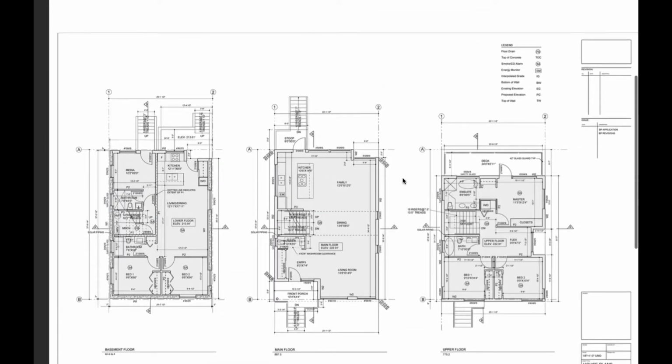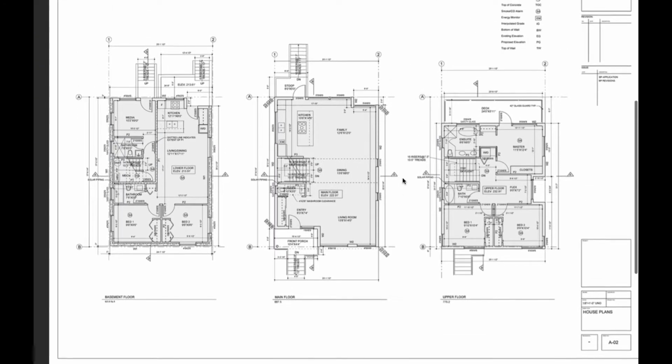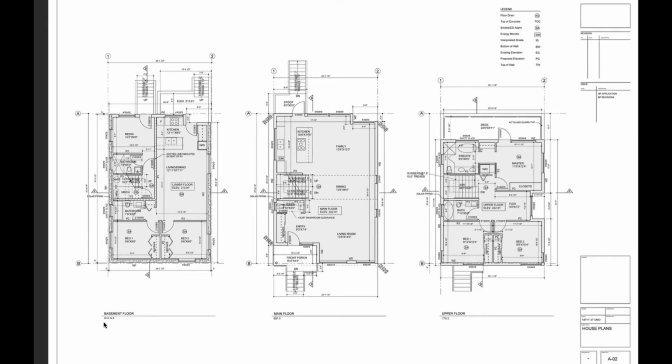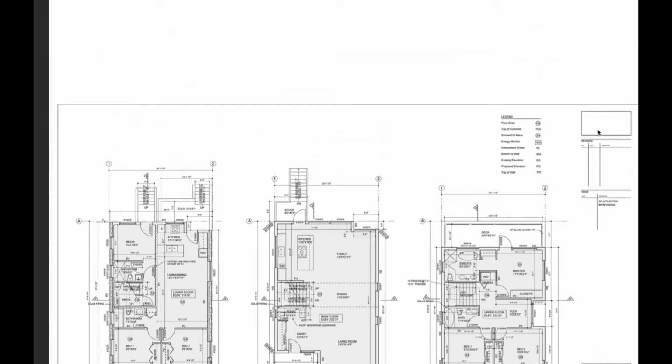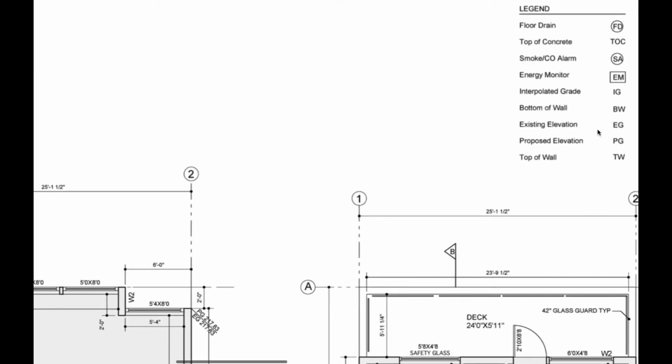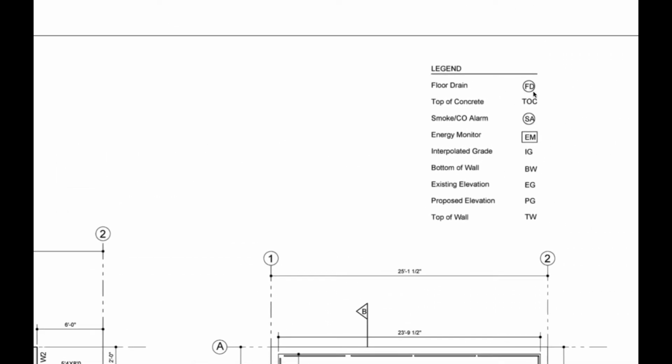Second page of the architectural. And, oops. Let's zoom up here. So this is going to be broken up by basement floor, main floor, and upper floor. And we'll start around the periphery again to see what's going on here. So we have floor drain, top of concrete, smoke alarm, energy monitor, interpolated grade, the bottom of wall, existing elevation, which is existing grade, proposed grade, and top of wall.